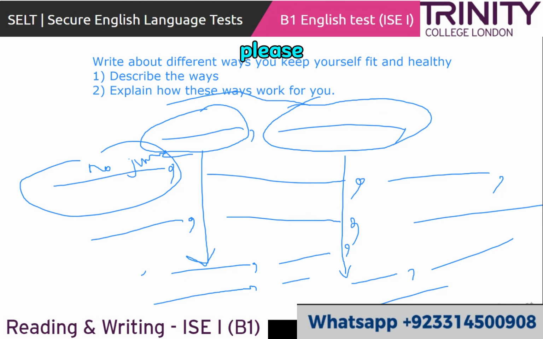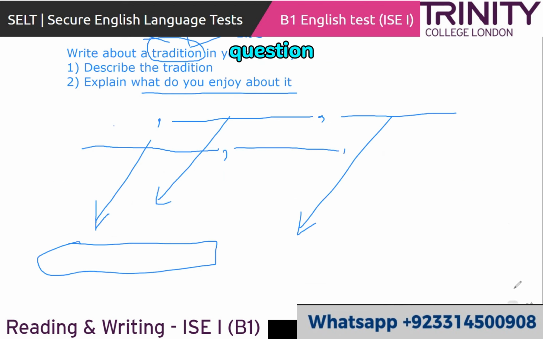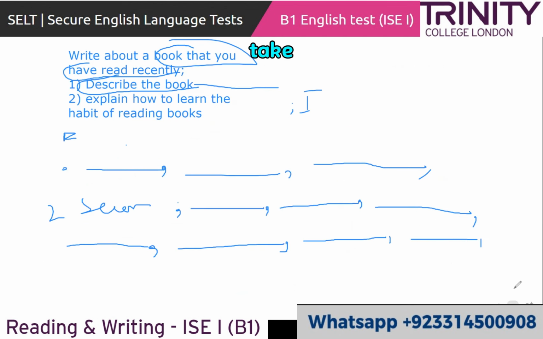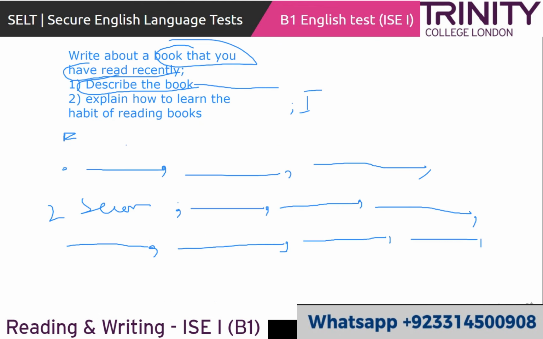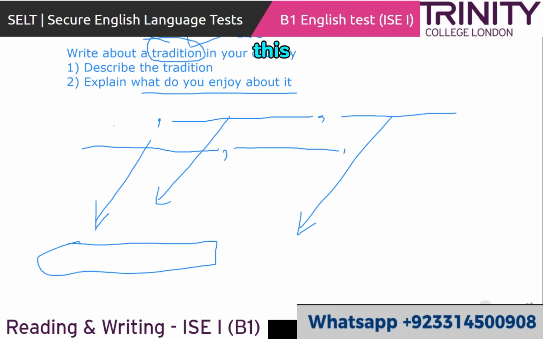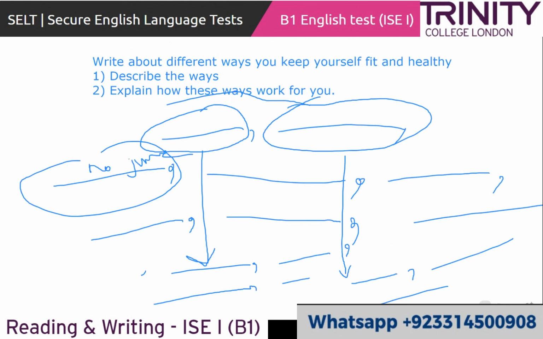Can you take a photo of this, please? Take a photo of this question. Taken? Take a photo of this question and take a photo of this question. That's all. Do you want me to show the photos again or not? This one, first take a photo. Taken? Okay, this. Okay. Yes. And this? Yes. All right. Any confusion?